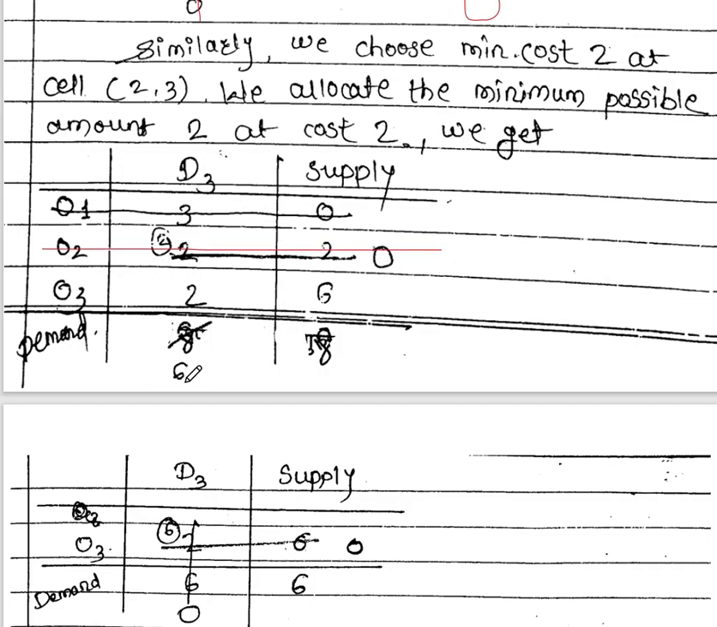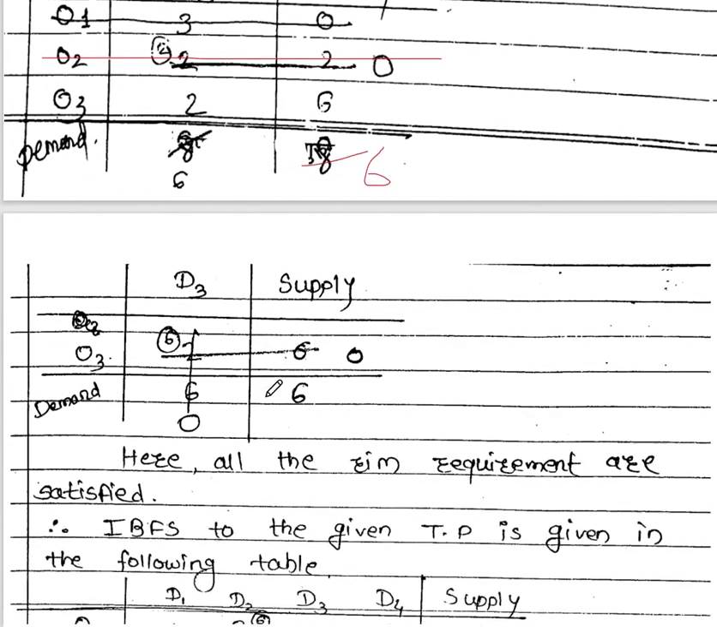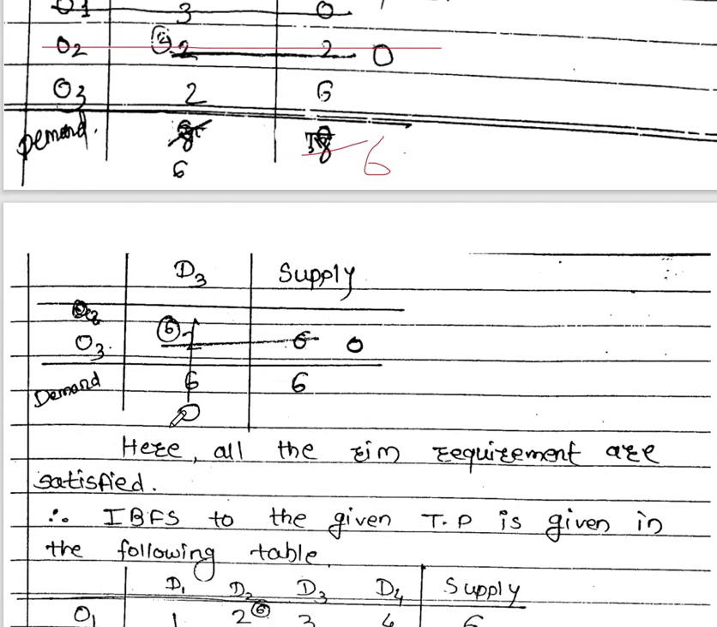Here 6 will remain, so here again 6 will remain, and the last element is 2, and supply and demand both are equal, so we can allocate 6 from supply as well as demand, and hence all the rim requirements get satisfied. Okay, so in this way we can solve the given transportation problem by using the matrix minima method.